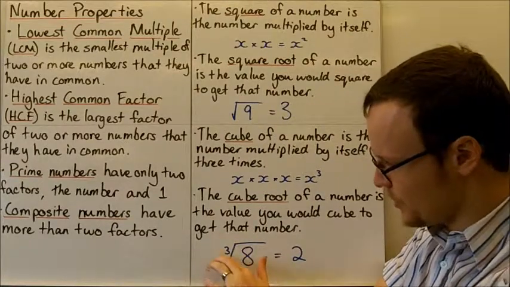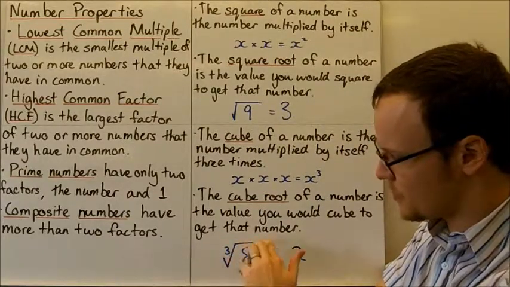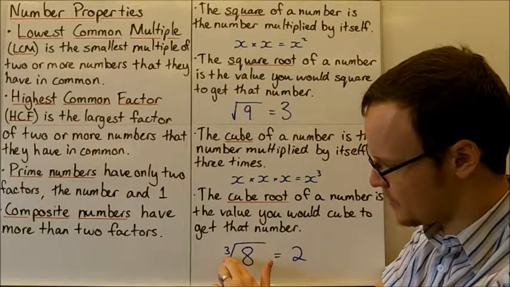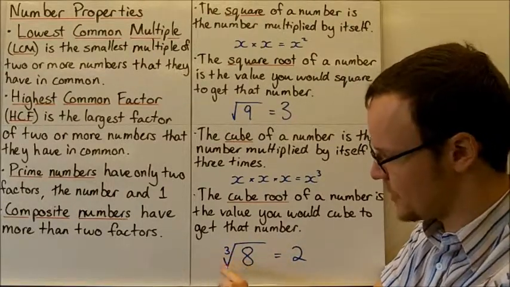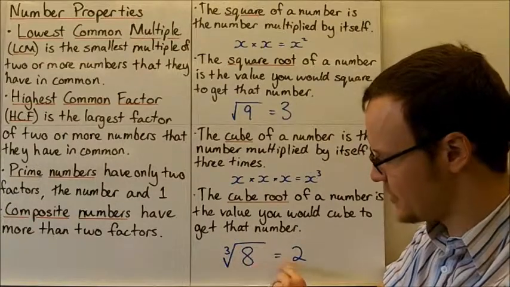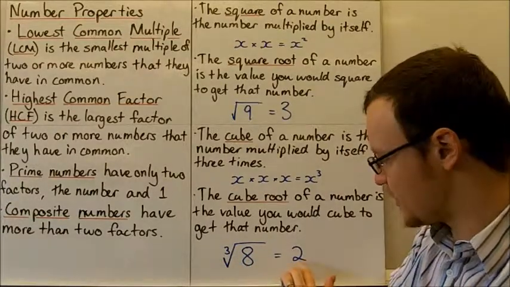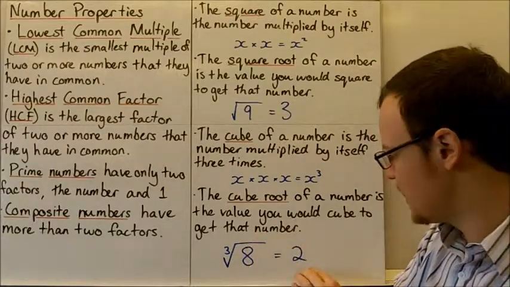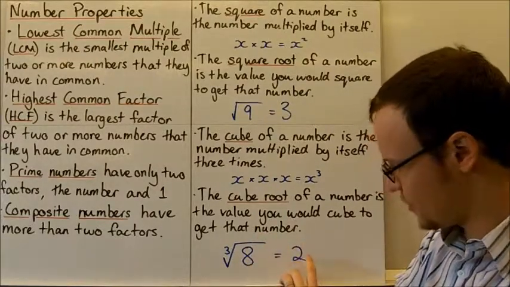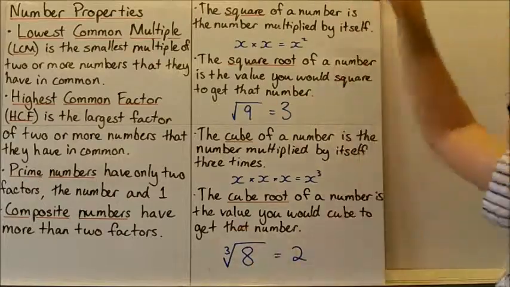The symbol for a cube root is similar to the symbol for the square root, but there's a 3 symbol above the square root there. So this would say the cube root of 8 is 2. And the reason for that is because 2 cubed is 8. So 2 times 2 is 4, times 2 is 8. So 2 times 2 times 2 is 8.